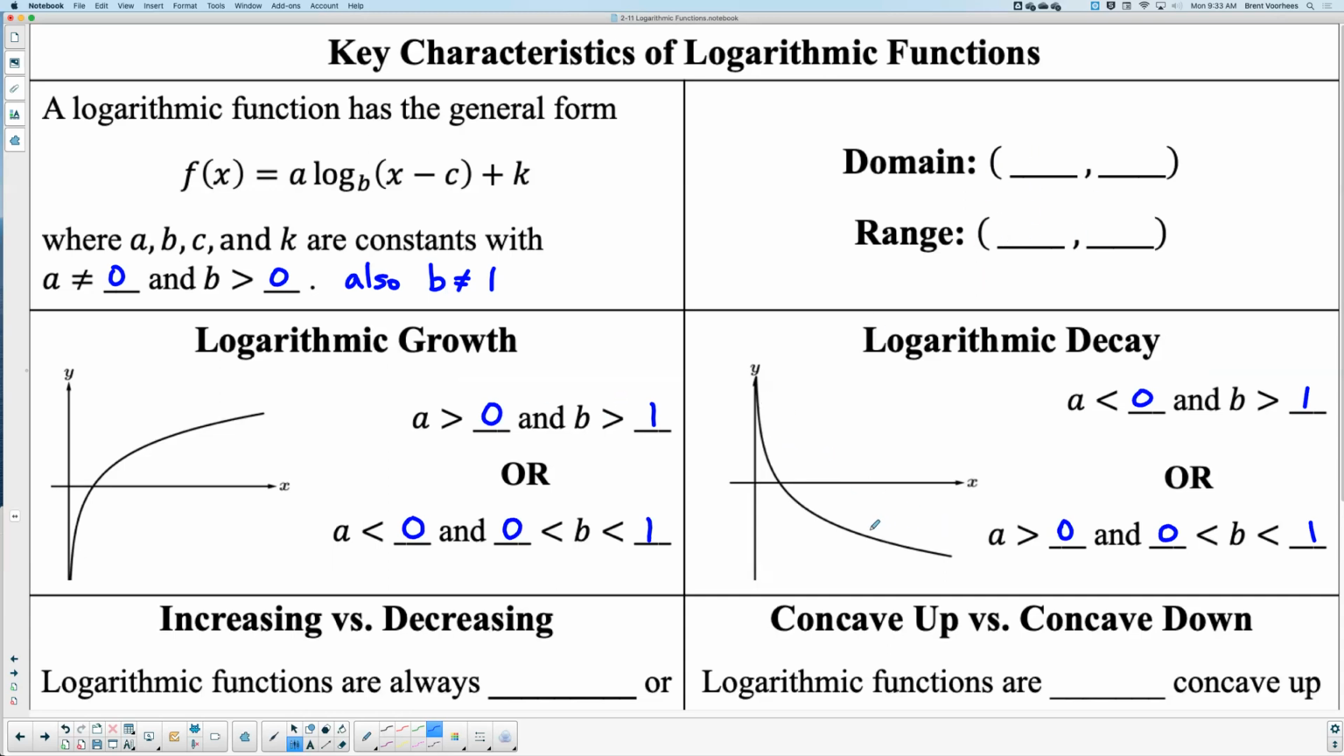How far to the left does this graph appear to go? 0. To the y-axis, x equals 0. What about over here?